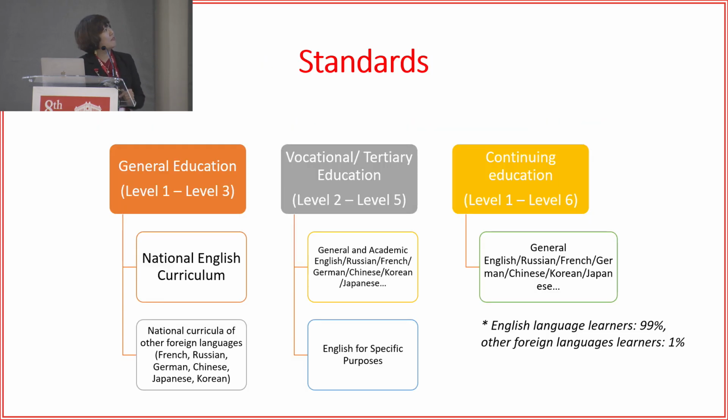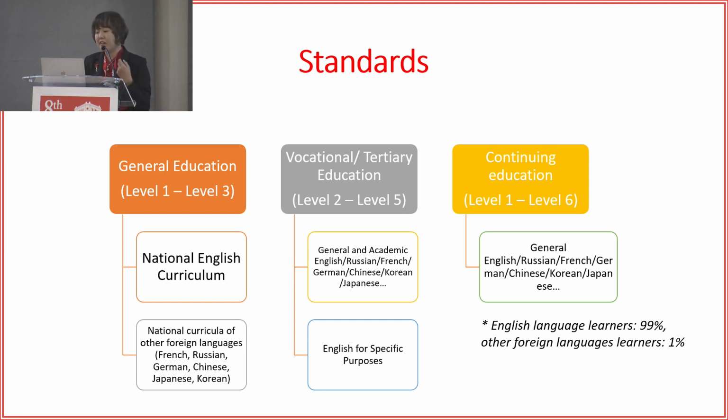I would like to talk with you about different levels, from general education to continuing education, as you can see on the screen. For general education from K1 to K12, we have a national curriculum developed based on the CEFR-VN, with the learning outcome for primary education at level A1, level A2 for lower secondary education, and level B1 for upper secondary education, and also for other languages as well. And right now, 7 foreign languages are available for students to select, including English, French, Russian, German, Chinese, Japanese, and Korean.